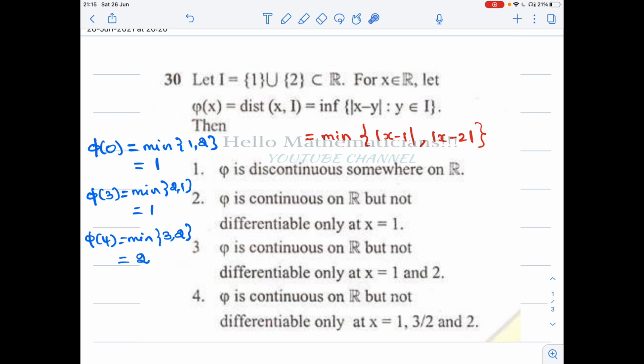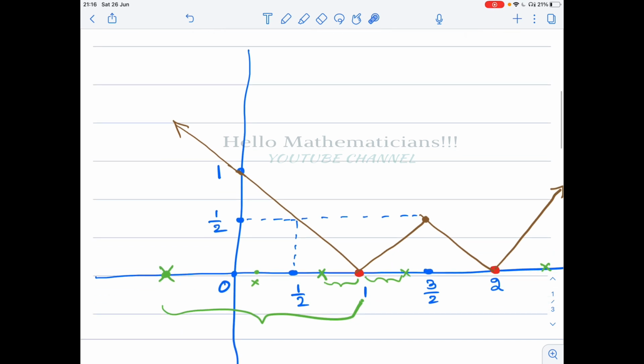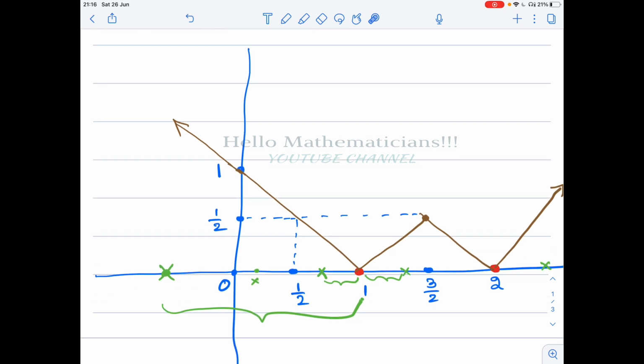Now the options are about the continuity of the function and the differentiability of the function at various points. So if we draw the graph of this function phi of x, then it will be immediate and very clear. Okay, let's see the graph. This is how the graph of the function is going to look.